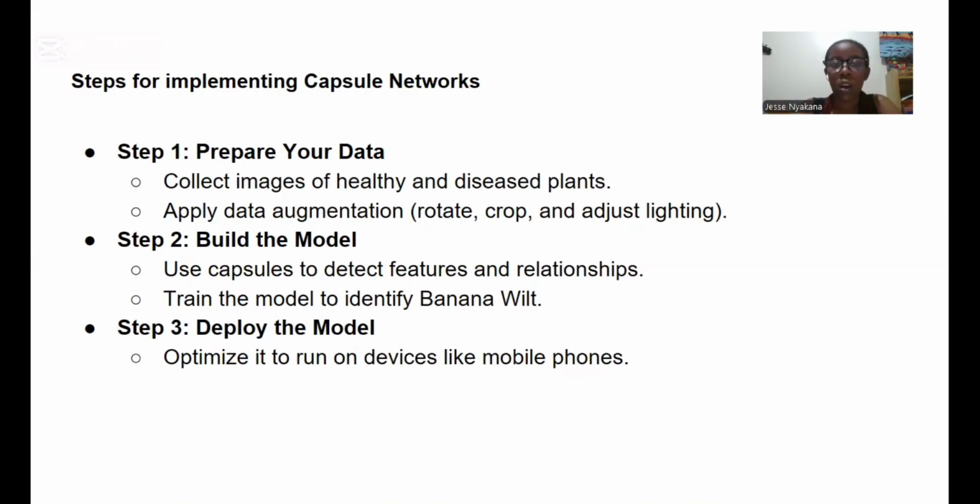We shall use capsules to detect features and relationships between the leaves and the leaf textures and everything. Then we shall train the model to identify bacterial wilt based on these features and relationships between the leaf patterns and textures. Then the third step is we shall deploy the model and optimize it to run on devices like mobile phones, which are more portable for farmers to carry around than maybe laptops and tablets.